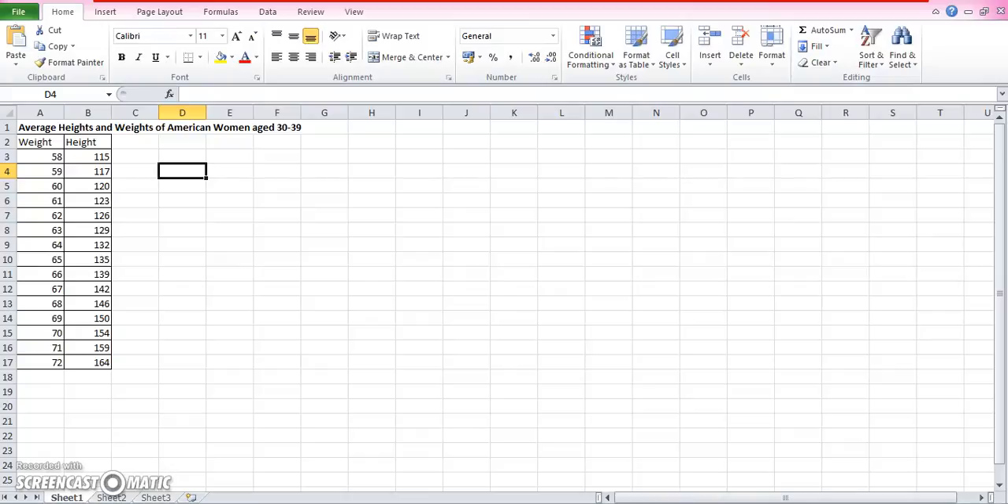Hello, in this video, I'm going to show you how to perform a regression analysis in Excel and how to interpret the summary output. So now you can see the average height and weights of American women aged from 30 to 39, and this is the data. So what I'm going to do first is plot the graph.